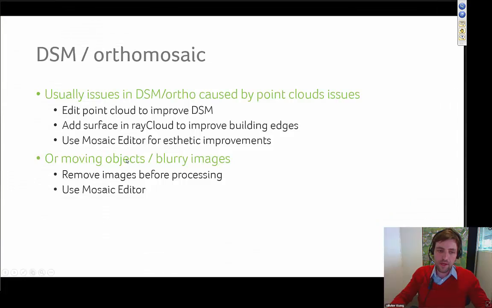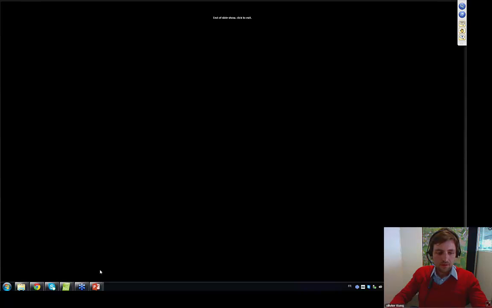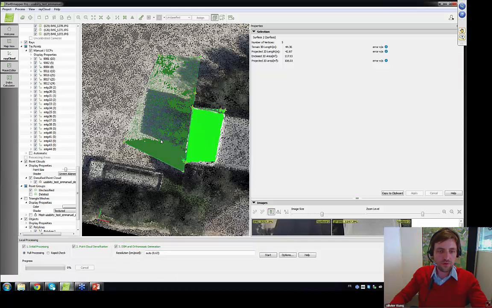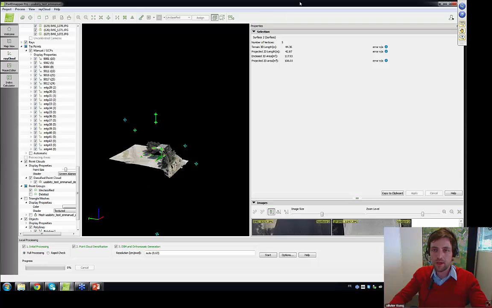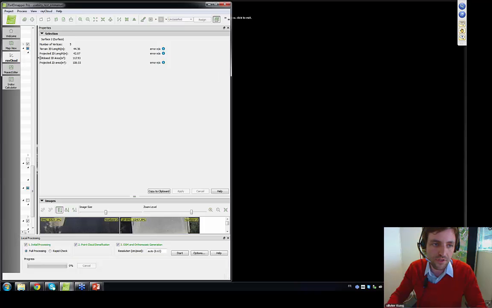When you have moving objects and so on, then you can use the mosaic editor, or you can remove some images before starting the generation of the Orthomosaic and the DSM. All right. So these are the main tools and different ways in Pix4Dmapper to be able to assess the quality of the results, especially when you really need high precision accuracy.